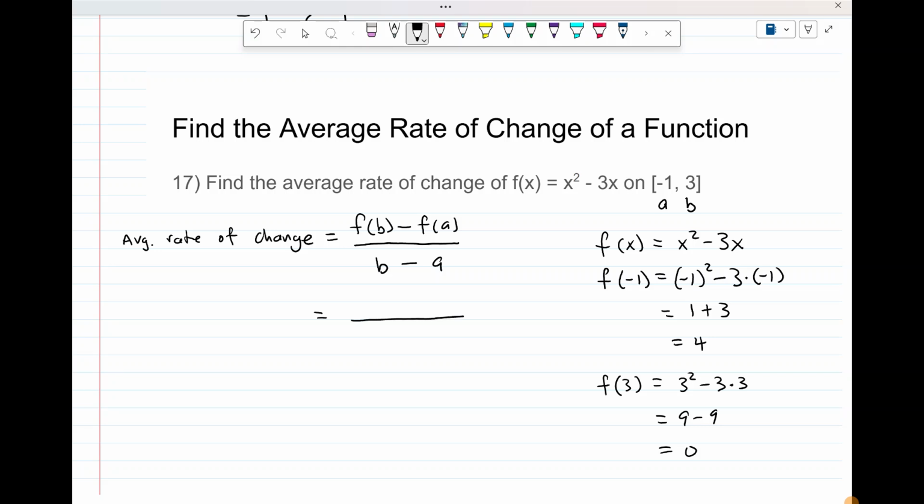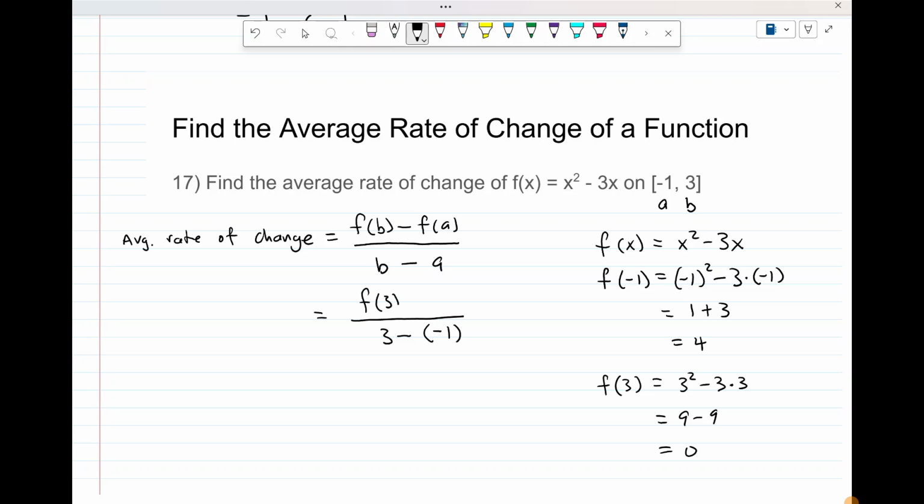Again, for b minus a, I'm actually going to start at the bottom. That's 3 minus negative 1. And again, here we have that double negative, because a comes after that minus in the formula. And when I plug in for a, I plug in negative 1, I get a double negative.